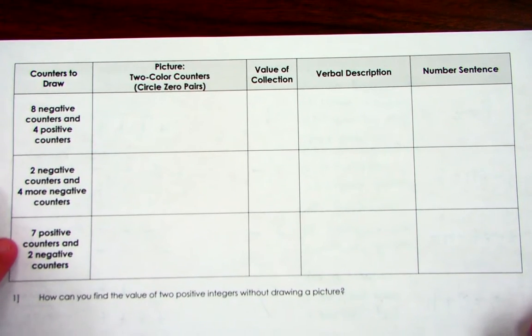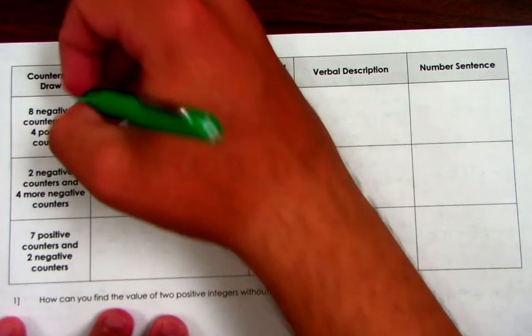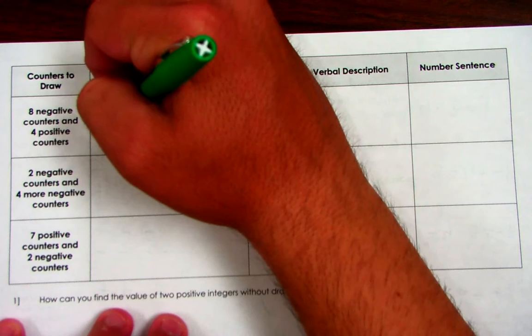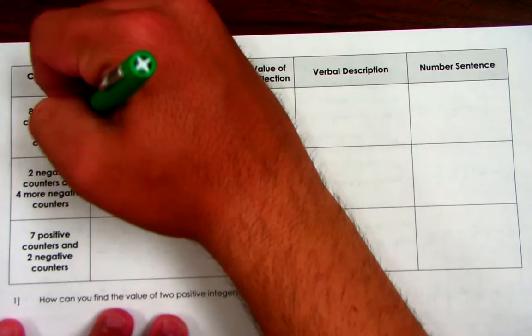And this time, I'm going to do these 3 examples without talking. I want to see if y'all can follow along. It's just the same as the front. So 8 negatives, 4 positives.